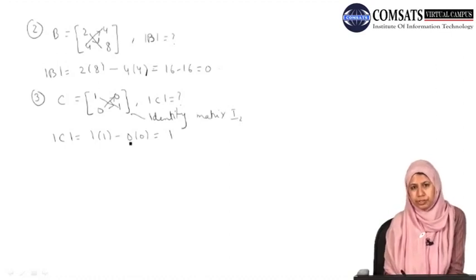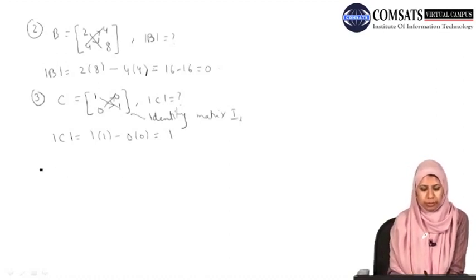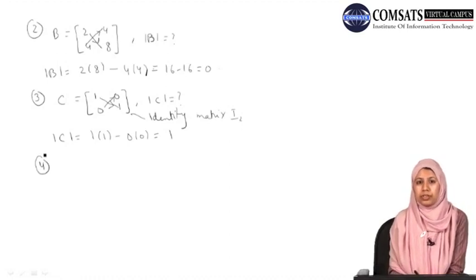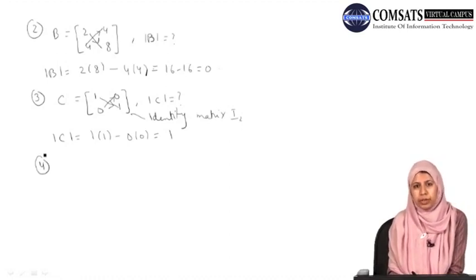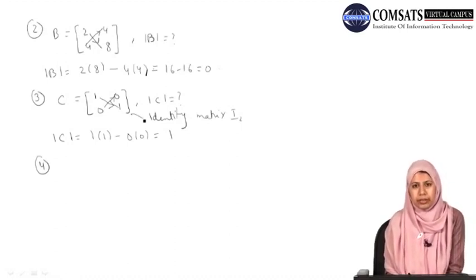So from this we conclude that the determinant of an identity matrix is always equal to 1, no matter what the order of the matrix is, 1 by 1, 2 by 2, 3 by 3, or whatever the order is. An identity matrix has determinant equal to 1.